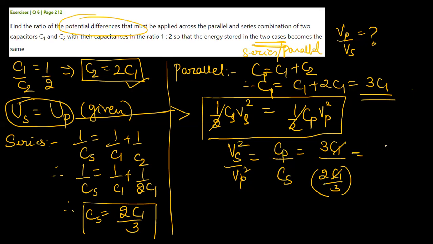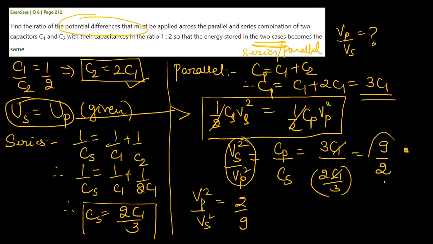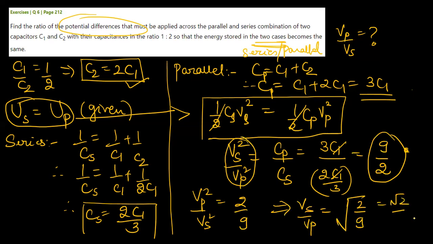So this 3 will go up, this will be 9 by 2. So Vs square upon Vp square is 9 by 2. So Vp square upon Vs square will be equal to 2 by 9, reciprocal, right? If we take the reciprocal, Vp square upon Vs square is 2 by 9, and Vp by Vs will be equal to root 2 by 9. So that will be root 2 upon 3, your answer. Sorry, Vp upon Vs.